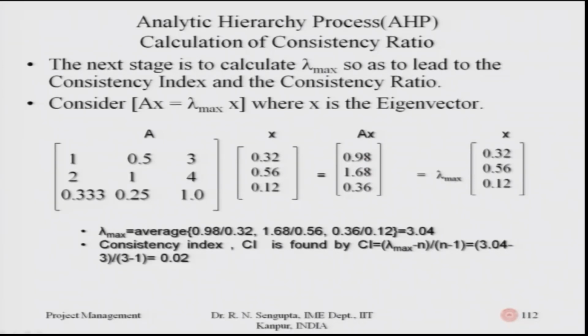So, I try to find out the lambda max value such that it is the ratios of 0.98 to 0.32, and so on; 32 is the 32%, 56% and 12 what I have already found out. There the value comes out to be 3.04. Now, here the sample size is 3. Sample size means how many such criteria are there. Based on that, I find out the value of the consistency index as 0.02.